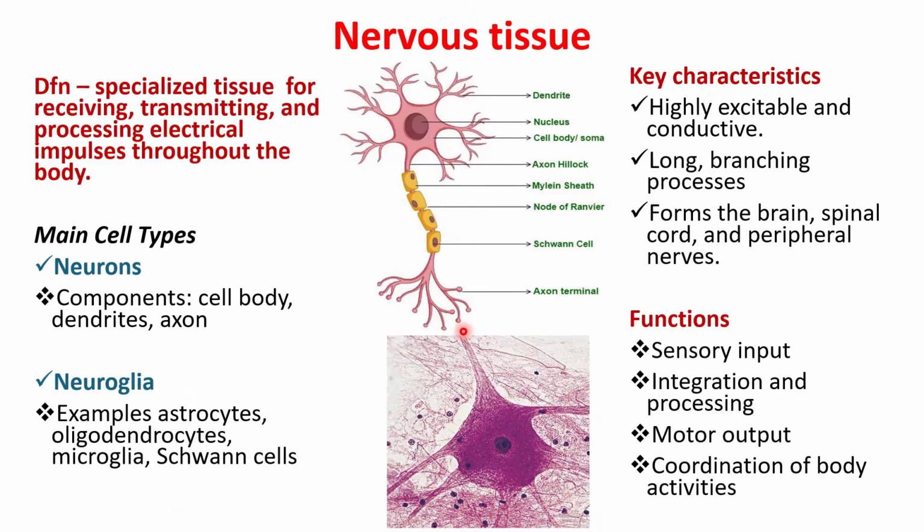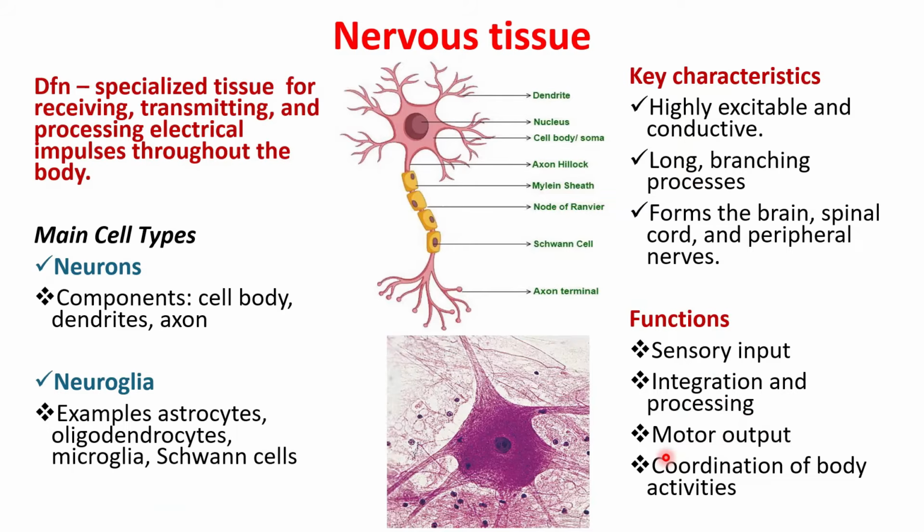What are the functions of the nervous tissue? Just by the definition itself, it receives, so it has sensory input, then enables the process of integration and processing. So it integrates and processes the information that has been put into it. Then after integrating and processing it, it will give out a motor output. So it receives a sensory input, integrates and processes it, and then gives out a motor output. And then coordination of the body activity. So those are the simple functions of the nervous tissue from what you know.